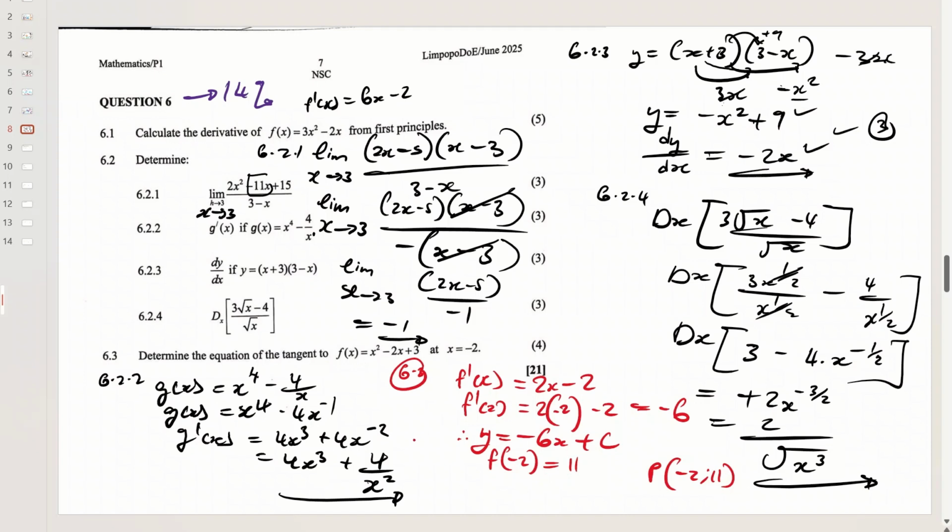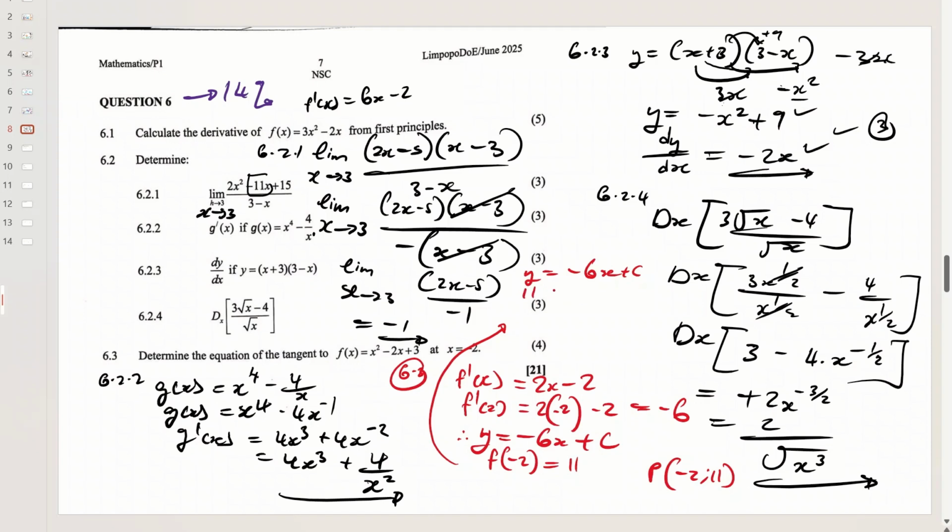So how are we going to deal with this? I'm just going to move this here. Okay, guys, you'll understand. So what you do is say you have y, which is equal to negative 6x plus c. To find c, you just have to use those points.